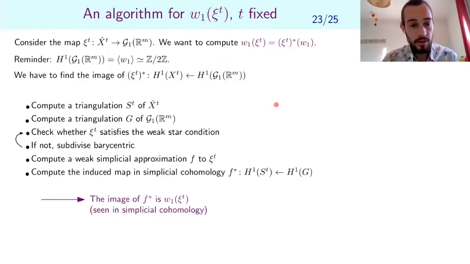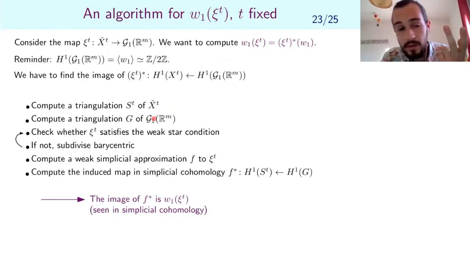So you can do it like that. You find a triangulation of your thickening. You find a triangulation of the Grassmannian. Then you check if Xi T satisfies the weak star condition. If it does not, subdivide your simplicial complex until Xi T satisfies the star condition. When it does, find a weak simplicial approximation, and then you're done. You have a simplicial map that gives you, in simplicial cohomology, the Stiefel-Whitney class.